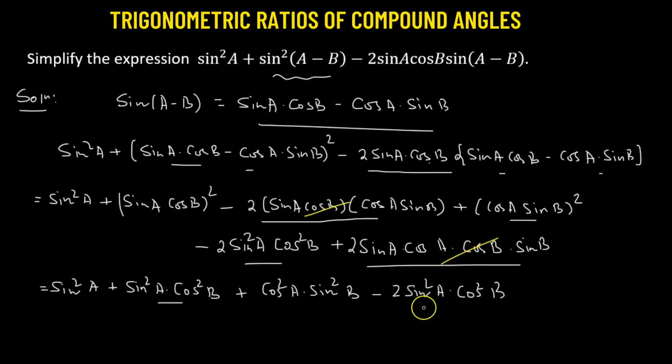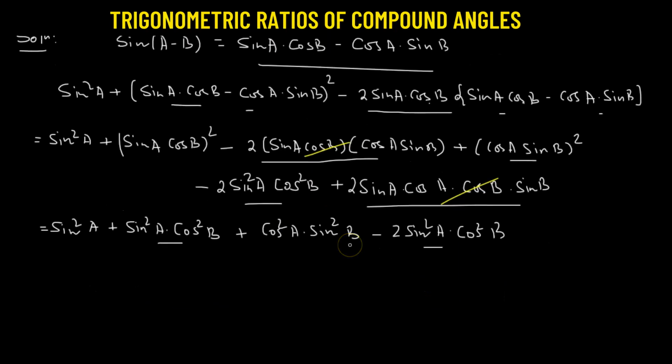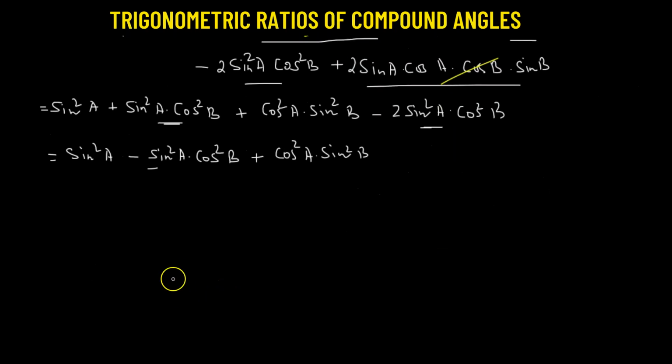Now, the second term and the fourth term can also be combined. This is going to give us sine squared a minus sine squared a times cosine squared b added to cosine squared a times sine squared b. So here we have combined the second term and the fourth term to get negative sine squared a cosine squared b. Now we'll consider the first term and the second term.